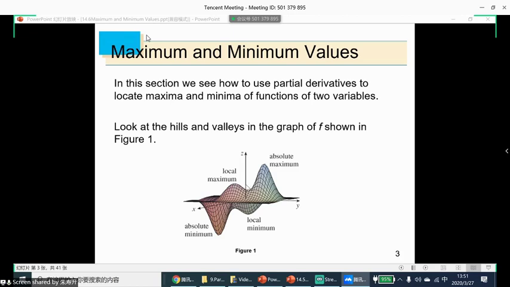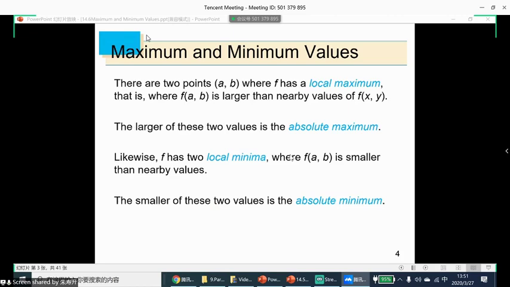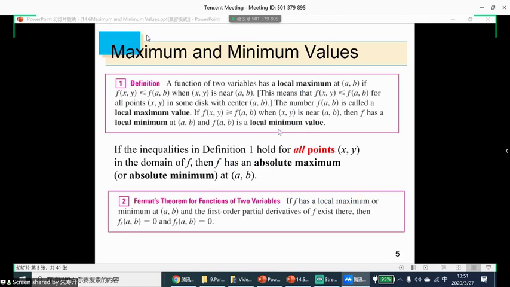So in the following, we will give the definition for these points. There is a point (a, b) where f has a local maximum. That is, f(a, b) is larger than nearby values of f(x, y). So this is called a local maximum. The larger of these values is the absolute maximum. And for the minimum, it's also the same case. So we see the exact definition.